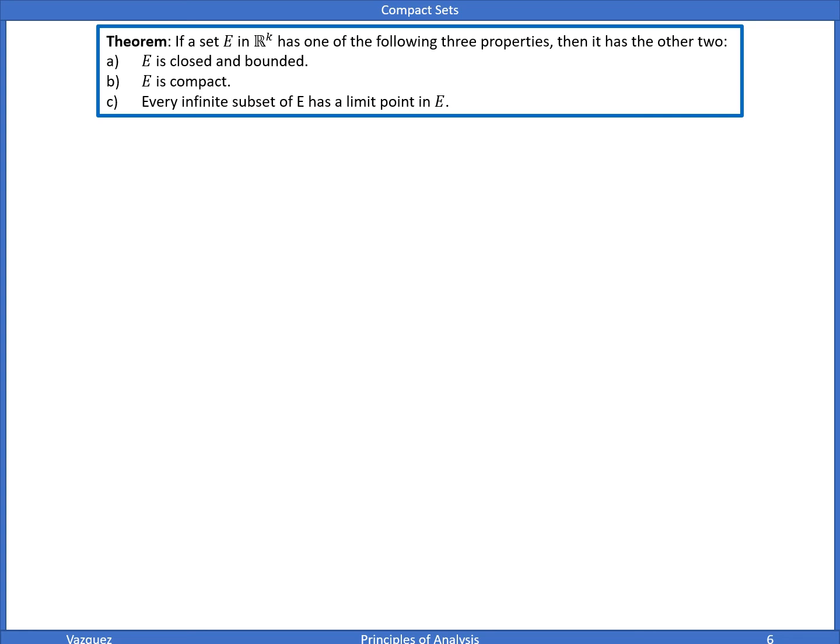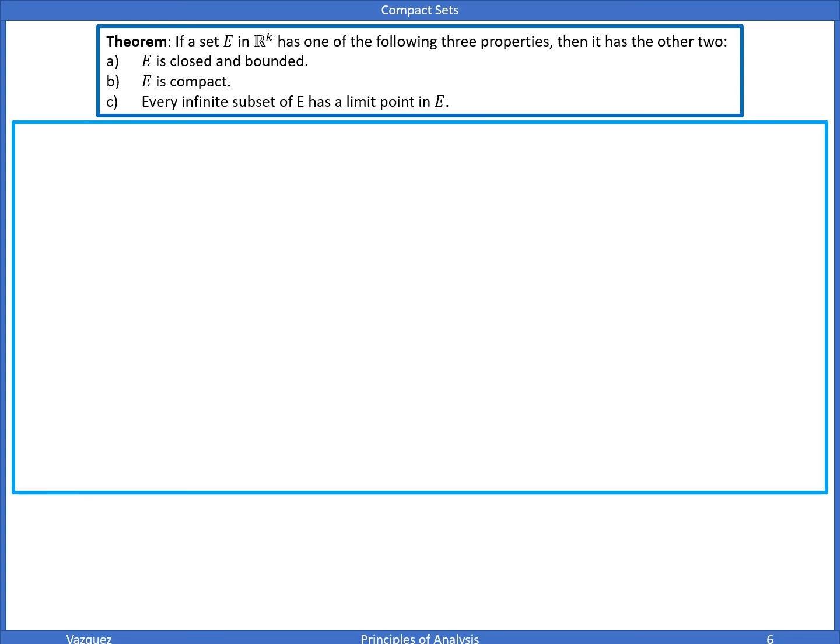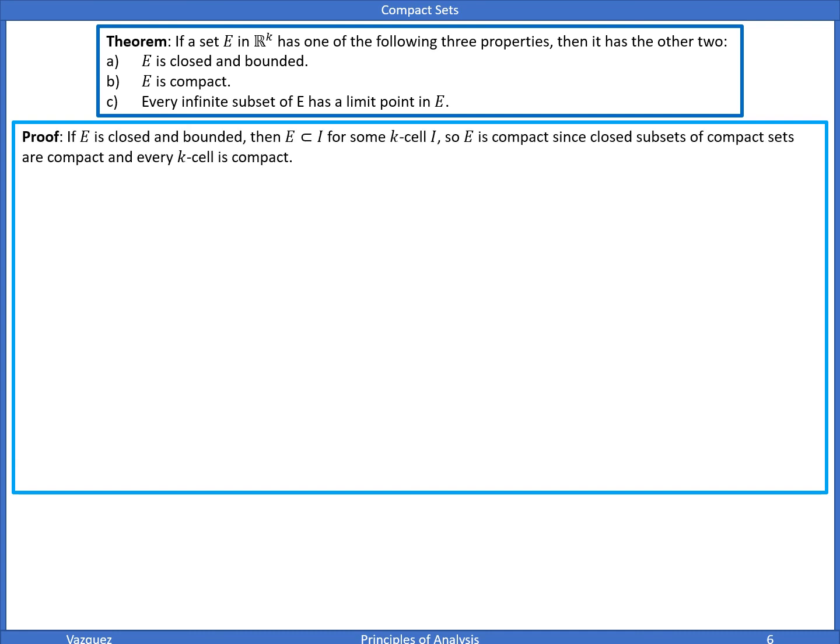But ignore what I just said. We're going to show that these three properties are equivalent, that if E has one of these properties, then it has the other two. So first things first. If E is closed and bounded, meaning if A holds, then E is a subset of I for some k-cell I.